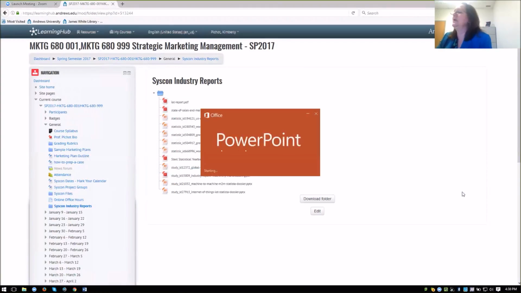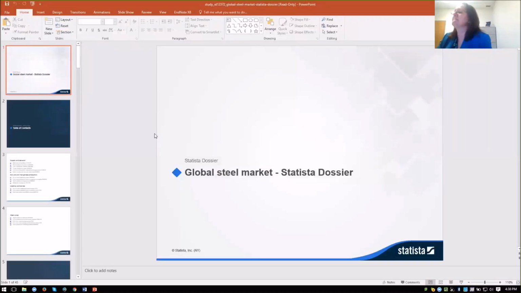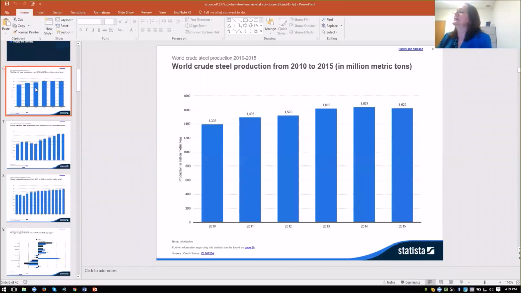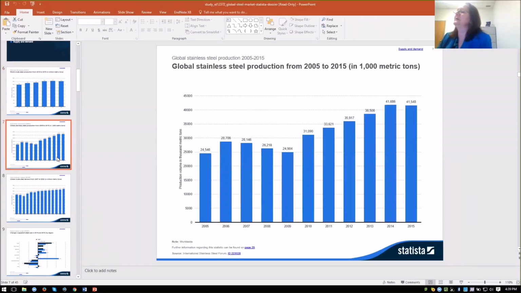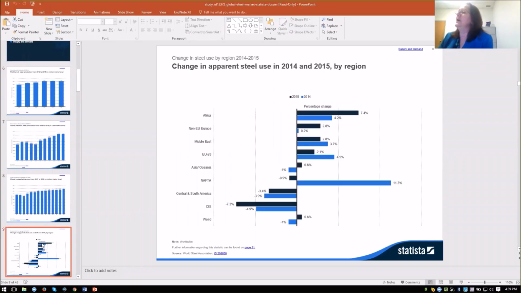So let's say that you were talking about the growth of the steel industry, and this is the world crude steel production statistics. This one is global stainless steel production. This one is global crude steel demand. Change in apparent steel use by region.